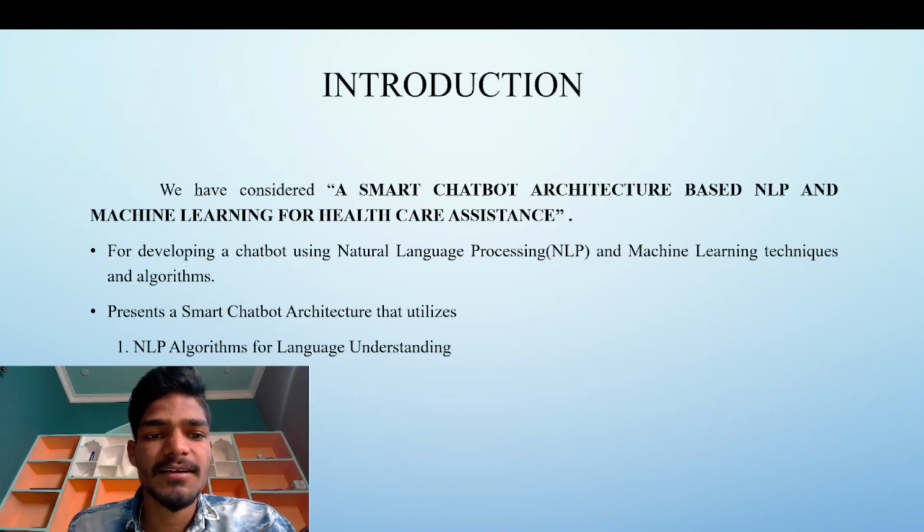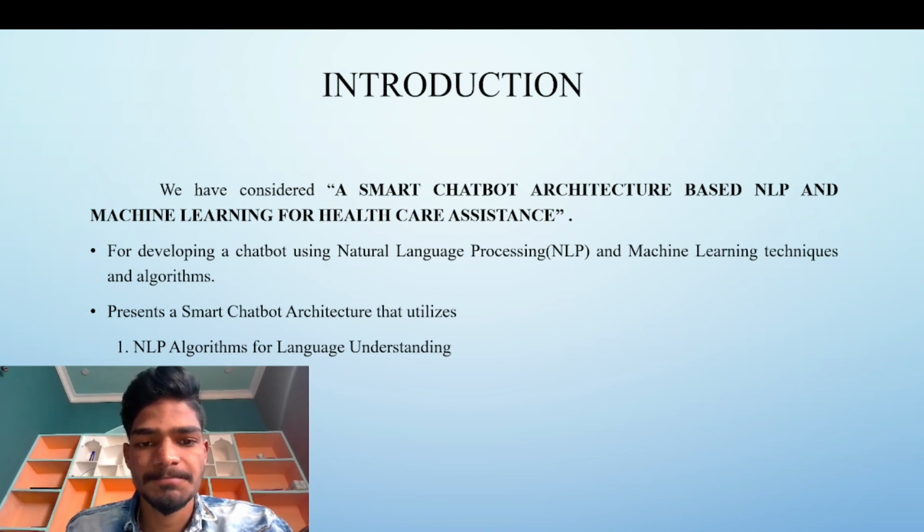And the introduction is, we have considered a smart chatbot architecture based on natural language processing and machine learning algorithms for healthcare assistance. For developing a chatbot, we use machine learning algorithms such as natural language processing and some other machine learning techniques and algorithms. We use natural language processing for processing the data.